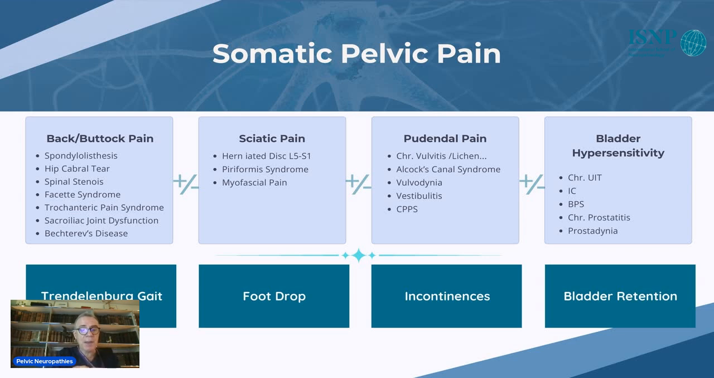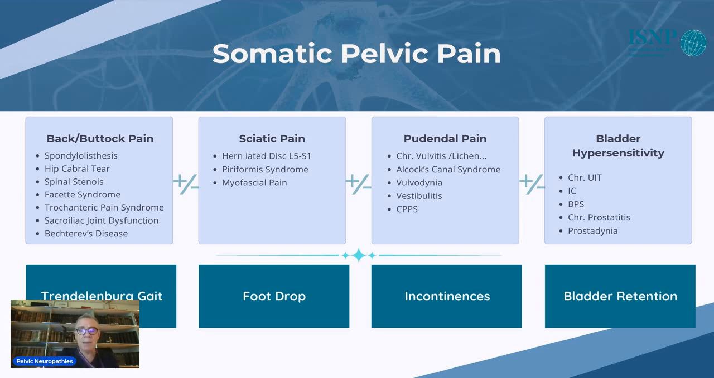And the somatic pain, as I told you, the somatic nerve is in charge of the bladder, of the sexual and rectal function, of the walking function. So you will develop a mix of what we call orthopedic pain, with lower back pain, buttock pain, sciatic pain. You will have pudendal pain, genitoanal or intestinal pain, sexual pain, and you will have issues with the bladder, overactive bladder, or hypersensitivity of the bladder.